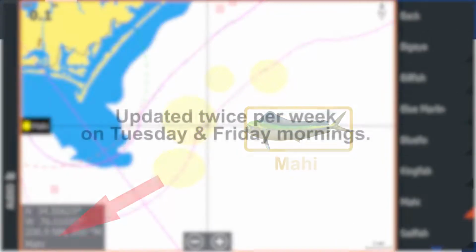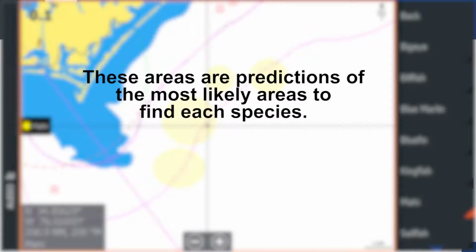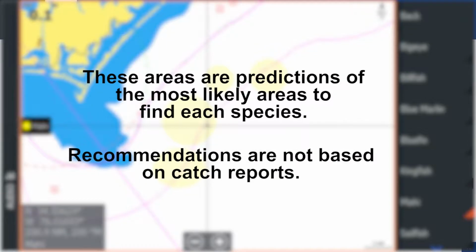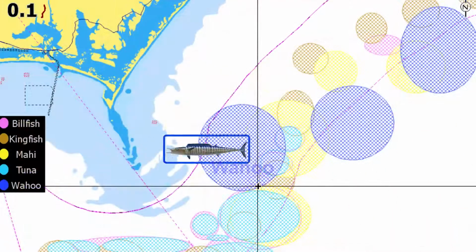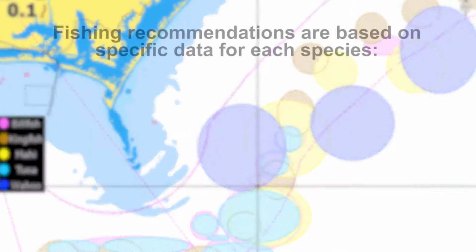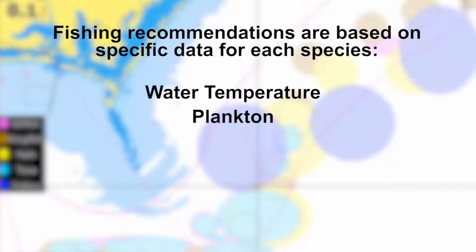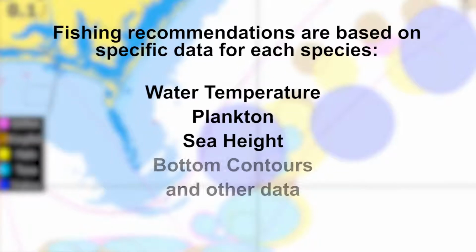Recommendations are updated twice per week on Tuesday and Friday mornings. Note, these recommendations should be treated as a prediction or forecast and are not based on actual catch reports. Fishing recommendations use specific oceanographic data for each species. Oceanographers take into account water temperature, plankton concentrations, sea height, and bottom contours, to name a few.